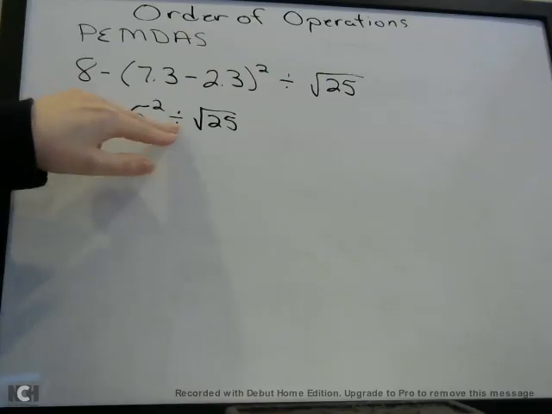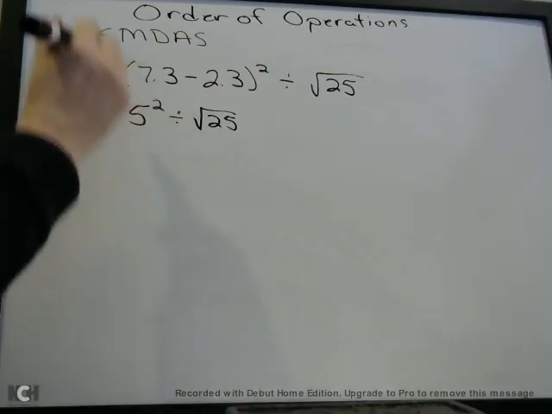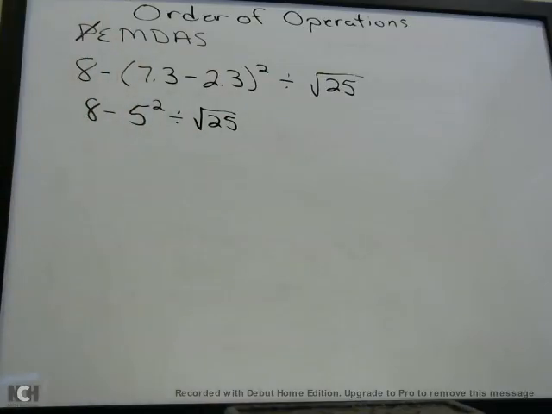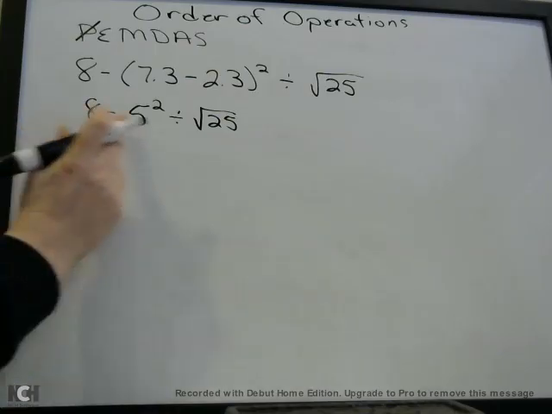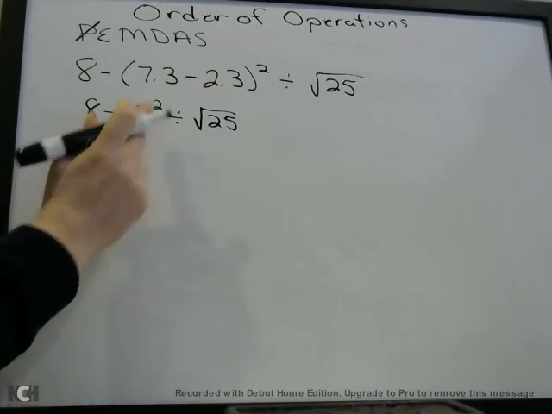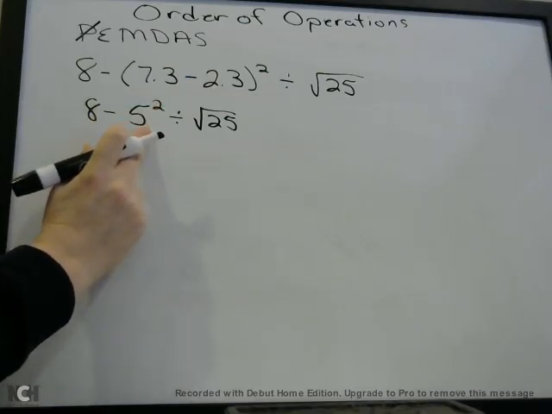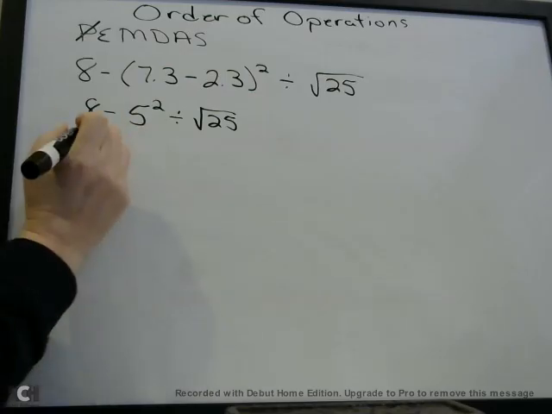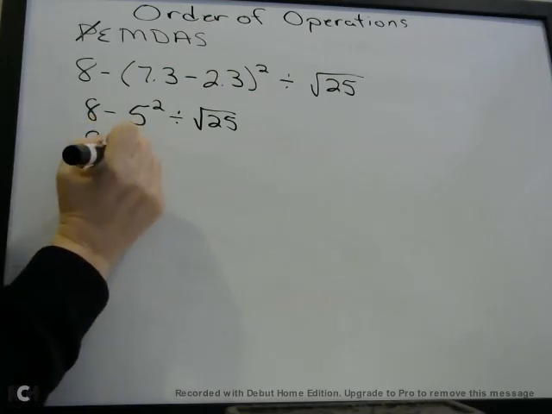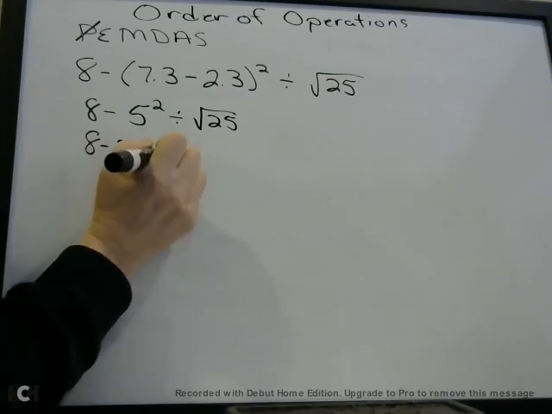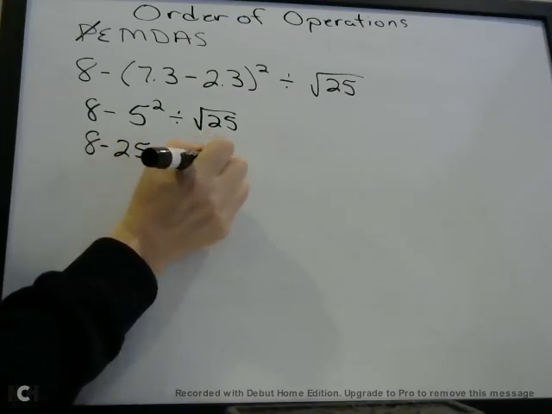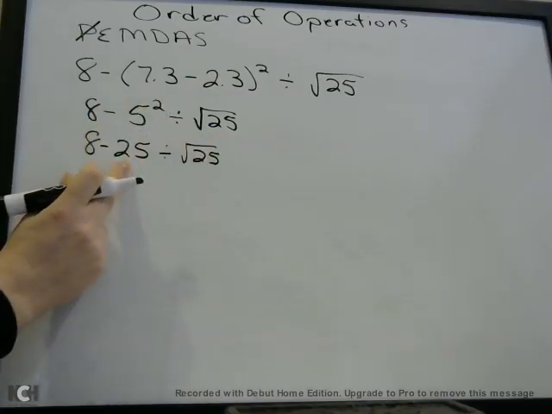5 squared divided by the square root of 25. No more parentheses, but we do have exponents. So that's what we have to do next. The first one we have is 5 squared. That's an exponent. So everyone should know 5 squared is 25. 5 times 5 is 25. So we write that down. Instead of the 5 squared, we write 25.